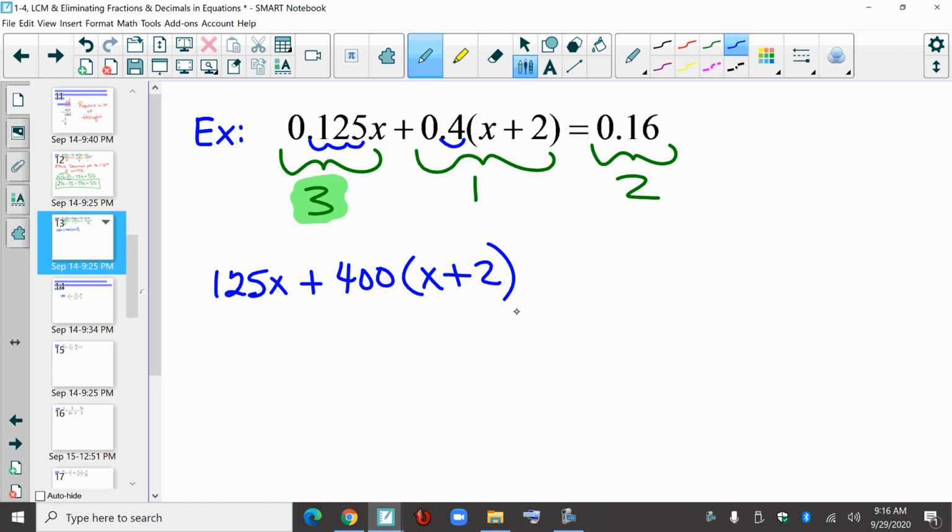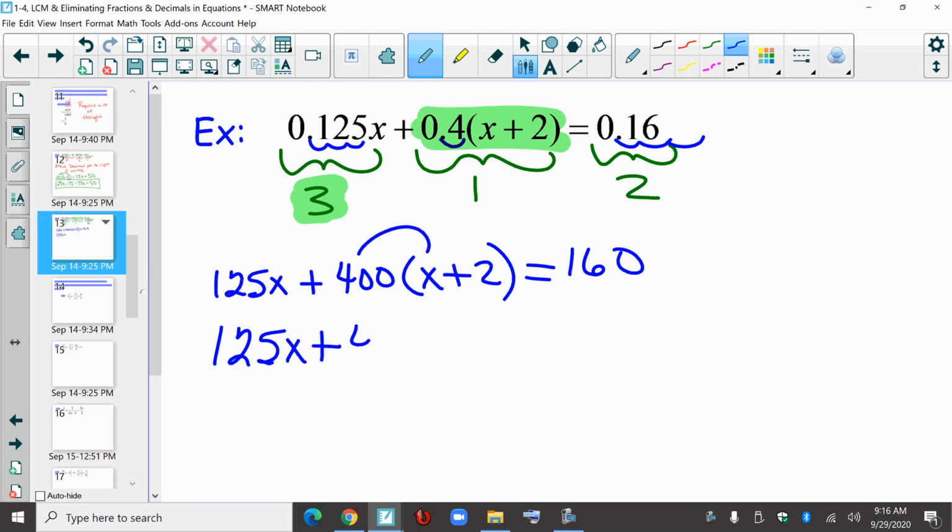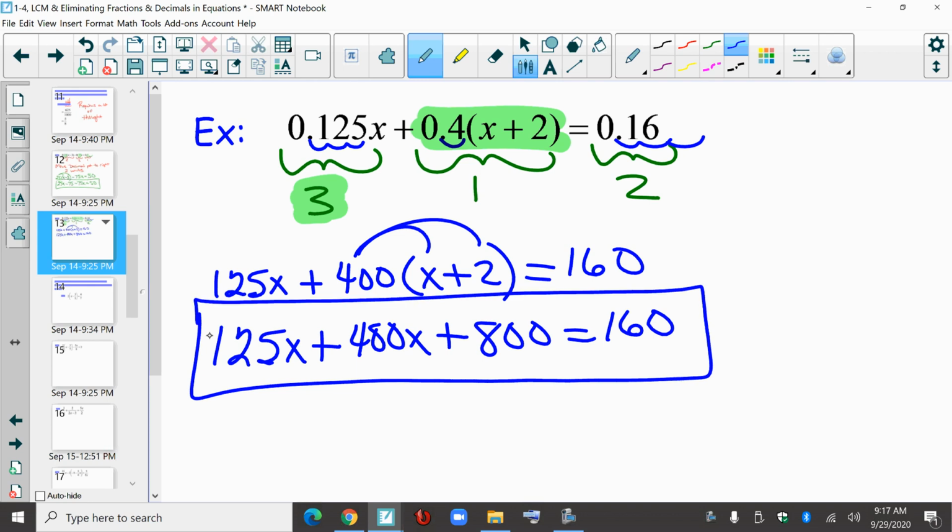Do not do anything in the parentheses because that whole thing is a unit. Equals, and now we're going to move this over 3 units, and I have to tack on a 0 to give me 160. So, do I have any fractions? No. Do I have any decimals? No. But do I have parentheses still? Yes, I do. So that's going to give me 400x plus 800 is equal to 160. No fractions, no decimals, no parentheses. Done.